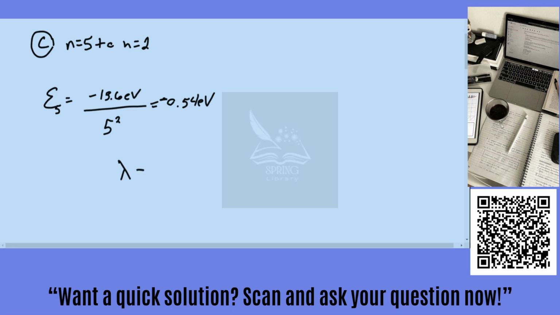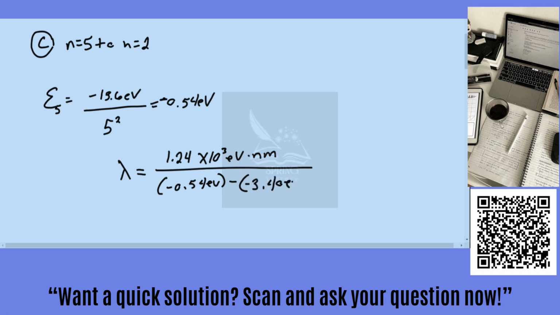So it's going to be lambda equals 1.24 times 10 to the third eV times nanometers. Okay. And we got negative 0.54 eV minus, and from the first problem, we had negative 3.40 eV. Okay. And this is going to give you 434 nanometers. Okay. And that is your answer, guys. Thank you.